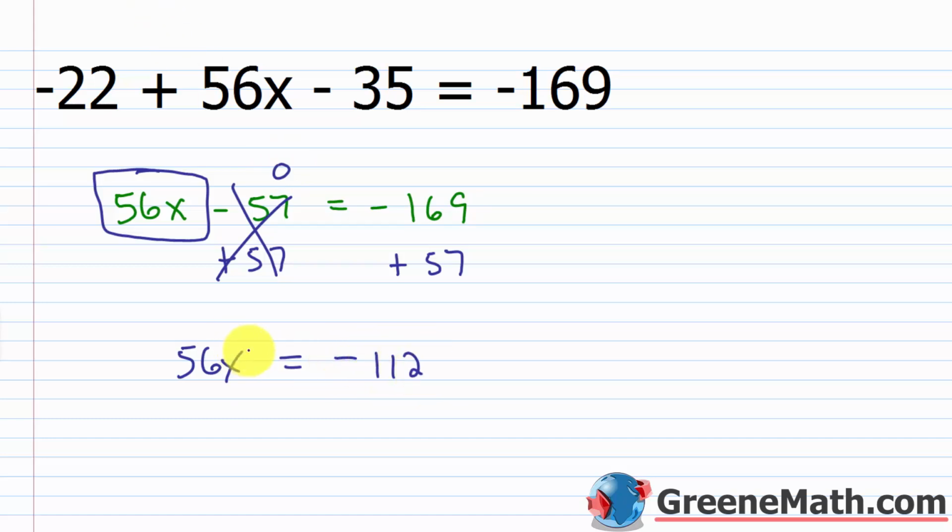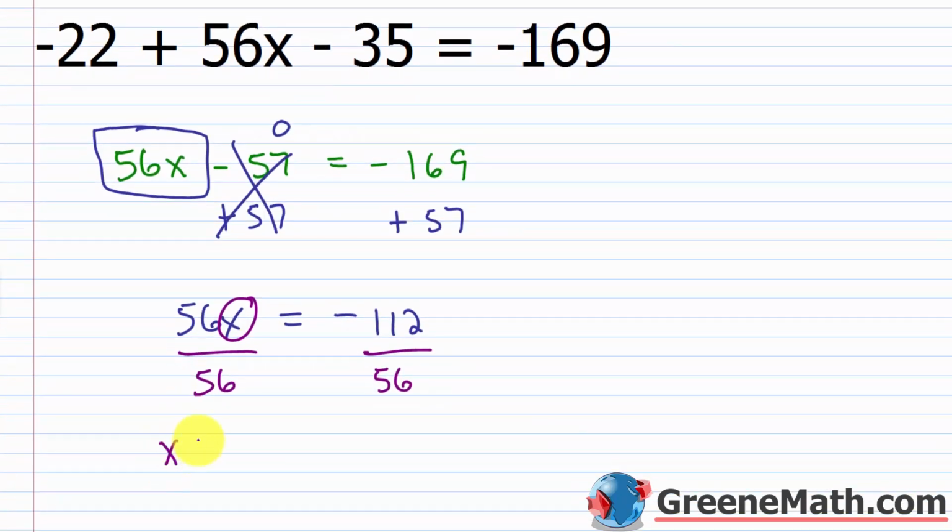So now I can isolate x by just dividing both sides by 56, right? Since 56x means 56 is multiplying x, to undo that operation, I just divide by 56. So divide the left side and also the right side. So x would be equal to, you have negative 112 divided by 56, which is negative 2. Okay, so that's our solution.